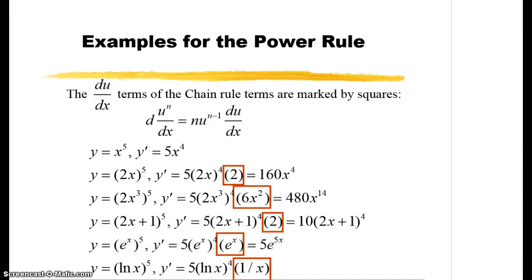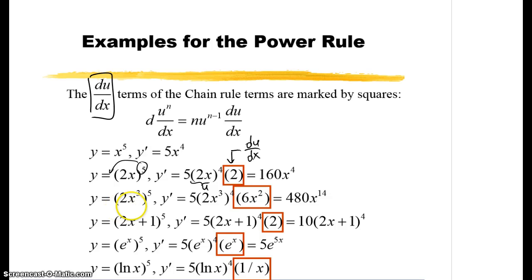Remember, in the following examples, this du dx term of the chain rule, these are marked by squares. You'll see squares around them. And the chain rule once again tells you the derivative of u raised to the power of n with respect to x is n u to the n minus 1 du dx. So if y is x to the fifth, that's the old chain rule, very simple, it's just 5x to the fourth. According to the generalized power rule, if y is 2x, the quantity raised to the fifth power, then the derivative would be, well, take the power, bring it down, make it a multiple, keep the base the same, subtract 1 from the power, and now don't forget to multiply by the derivative of the base. That's the 2, the derivative of 2x. That's how we get 160x to the fourth.